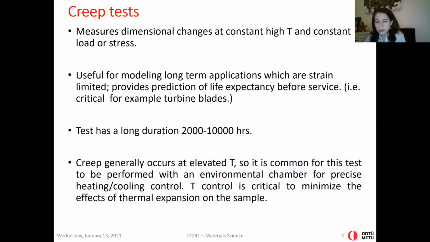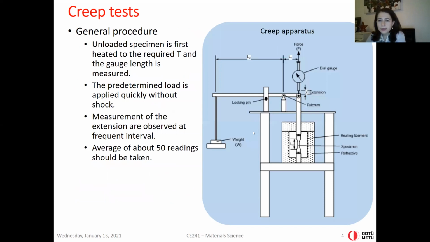Creep generally occurs at elevated temperatures, so it's common for this test to be performed with an environmental chamber for precise heating or cooling control. Temperature control is critical so that we minimize the impact of thermal expansion on the sample and we only focus on creep. Here is a creep apparatus. Basically, you have your sample, and around the sample, you have something like an insulating box or heating box, to keep the temperature constant.